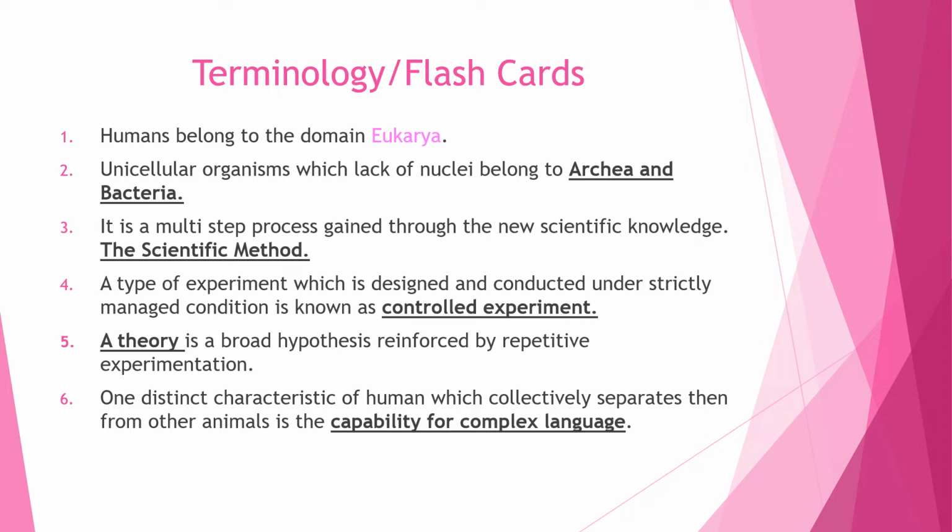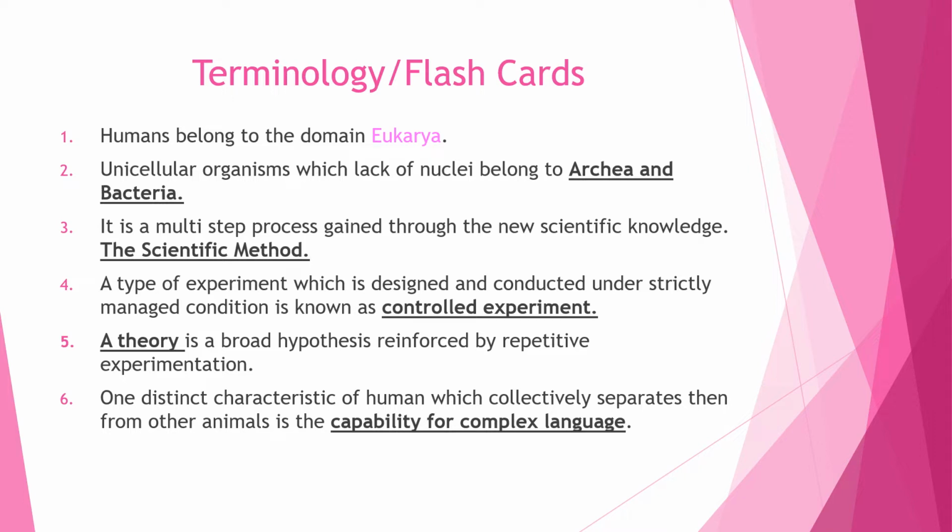Okay, number 3. It is a multi-step process gained through the new scientific knowledge. The answer is scientific method. So the scientific method is a multi-step process gained through the new scientific knowledge. Number 4, a type of experiment which is designed and conducted under strictly managed condition is known as controlled experiment. So if you are dealing with experiments, an experiment which is designed and conducted under strictly managed condition is known as controlled experiment.